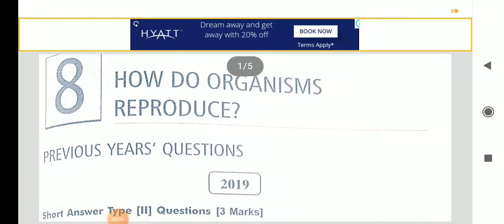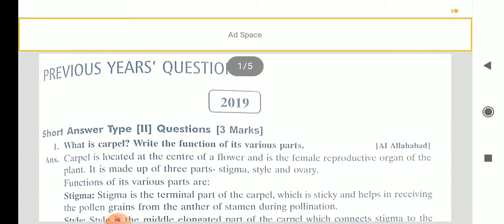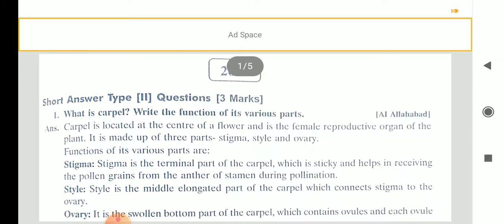Good morning, students. Today we will discuss the previous year's questions, and the chapter is how do organisms reproduce. We will revise some of the questions of this chapter. Okay, let's start. The first question is: what is carpel? Write the function of its various parts.